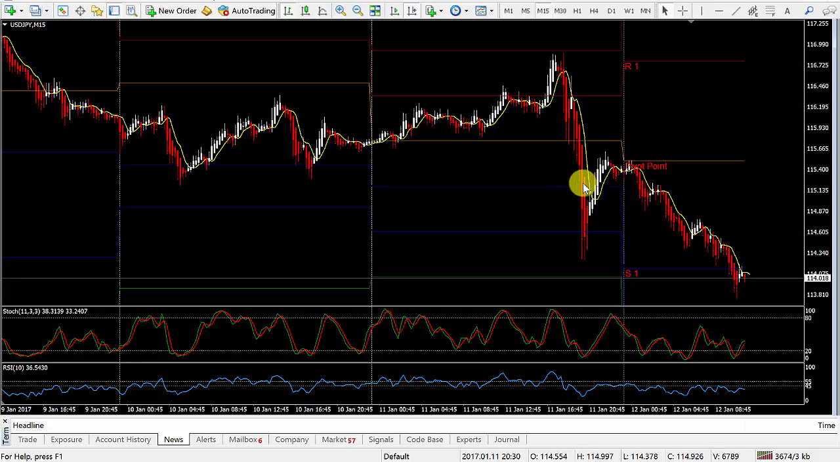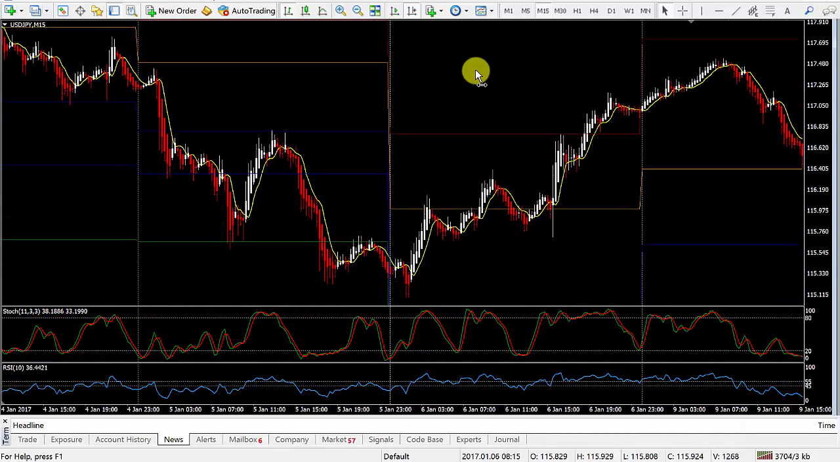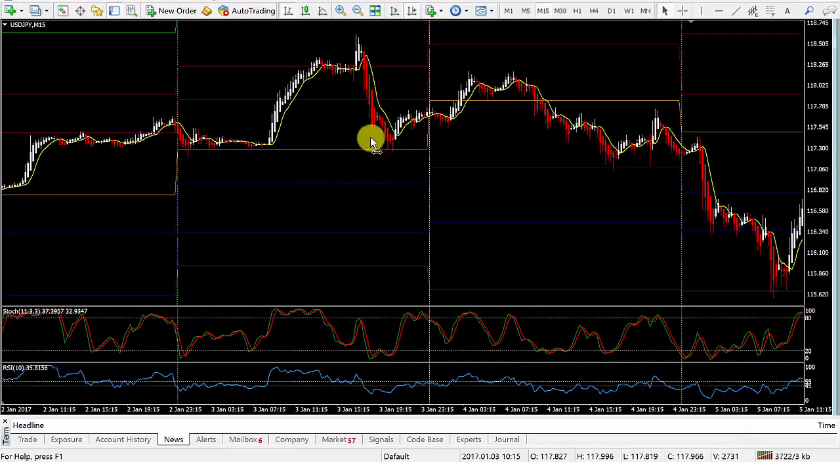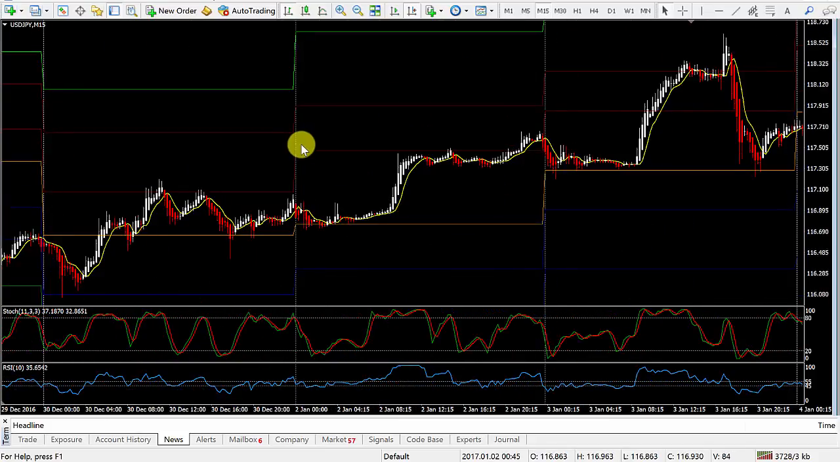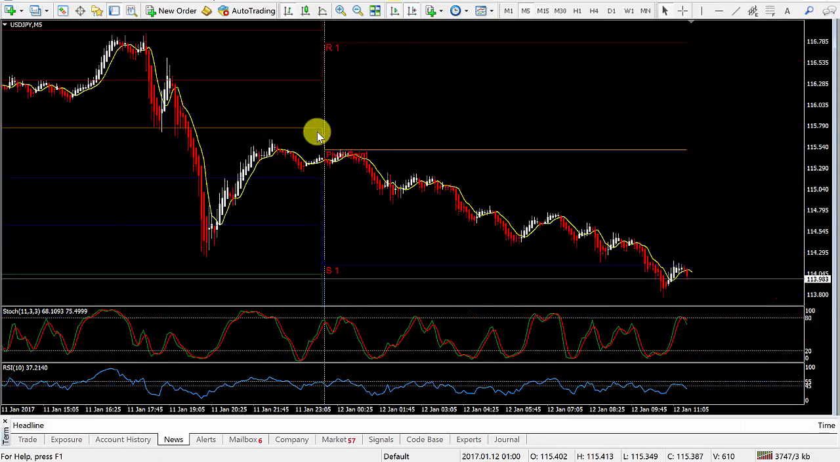broke through this one without problems, tested this one, came up, and I would say that this pair is respecting the pivot points very well, which is usually the case. Not often you can see these completely disrespected, usually only during strong trends with a fundamental backdrop. So what we do is we want to see a reaction to it.